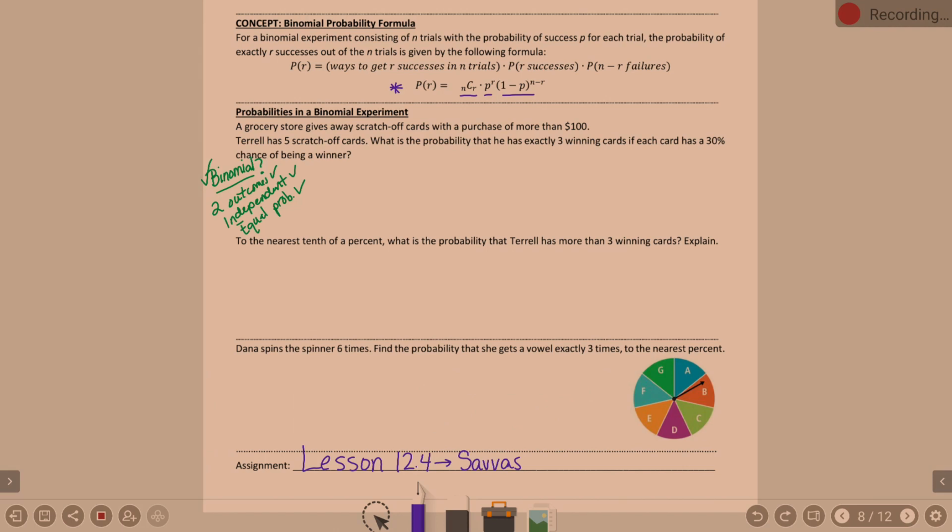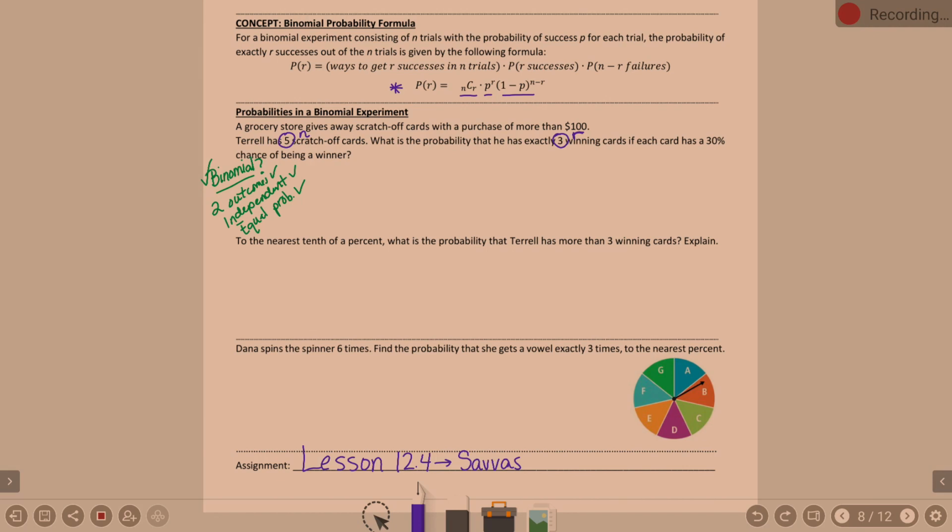Okay. Now, as we look at this, keep in mind when we did combinations and permutations, nCr, nPr, okay? n was how many you were picking from. r was how many you were picking. So if we try and figure out our n and our r here, how many are we picking from? Okay, Terrell has 5 scratch-off cards. So 5 is our n value because that's the total number he has. That's what we're picking from. How many is he picking? Well, he's trying to pick the 3 winning cards. And so 3 is my r value.